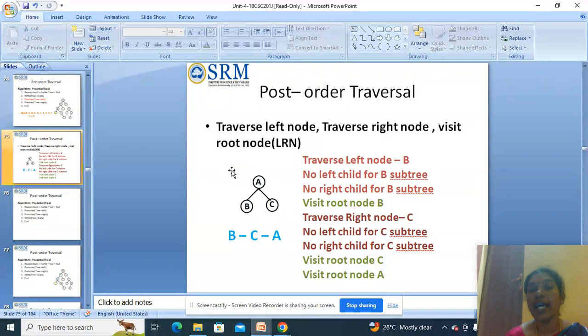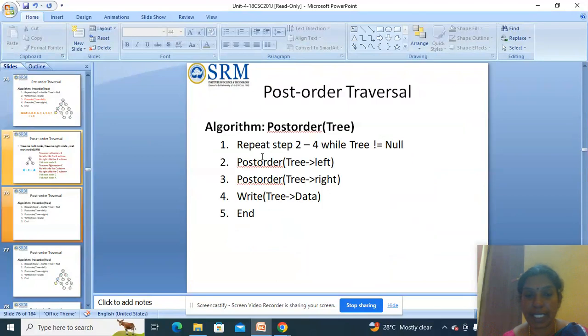In the previous cases, in-order means left, node, right. Pre-order means node, left, right. Post-order means left, right, node. So now we will take a big example.